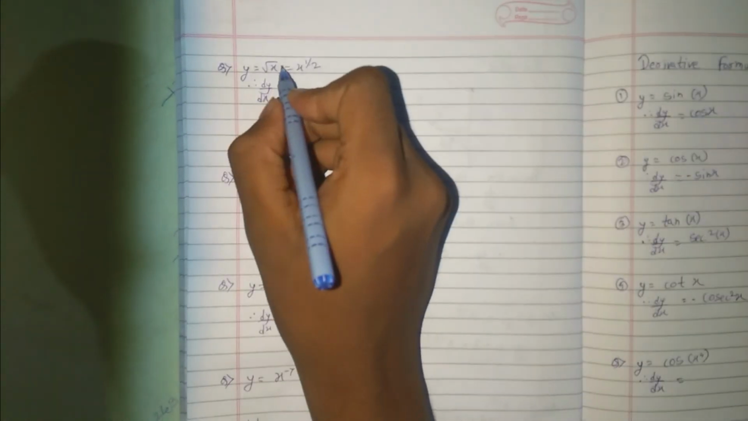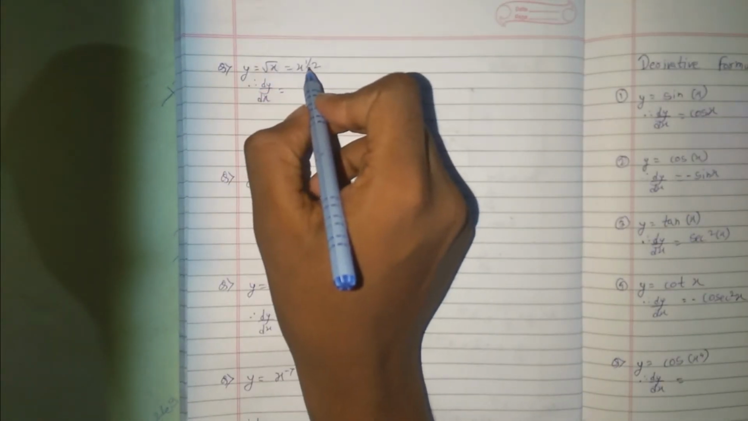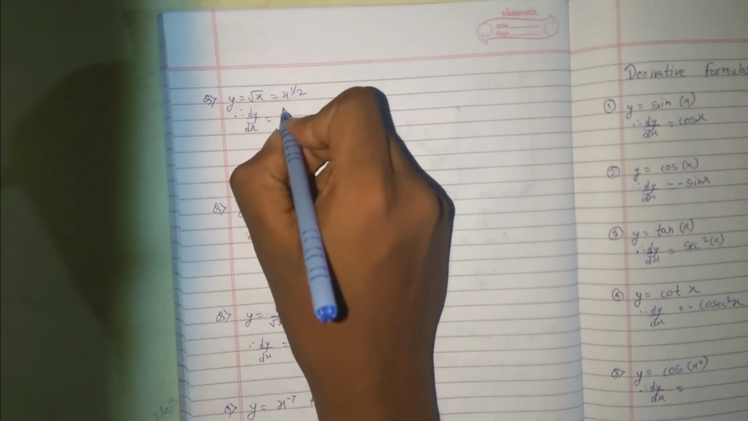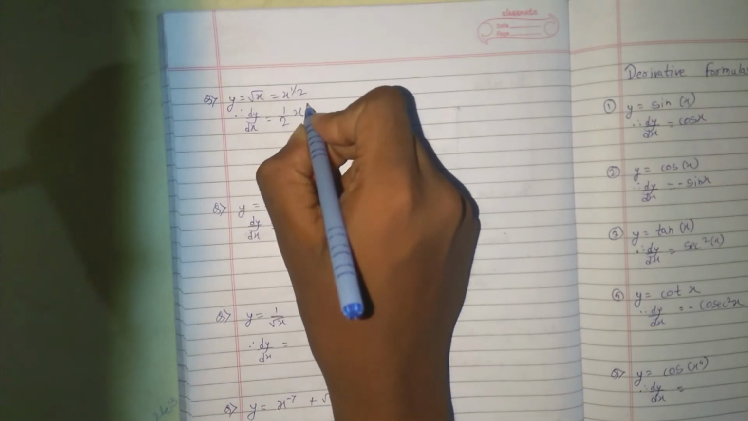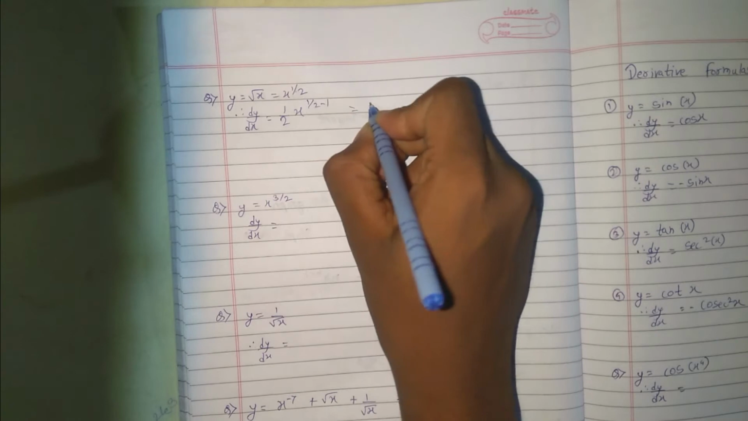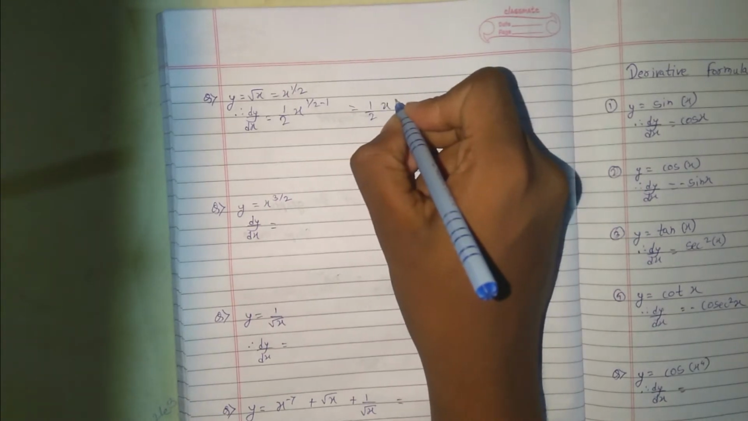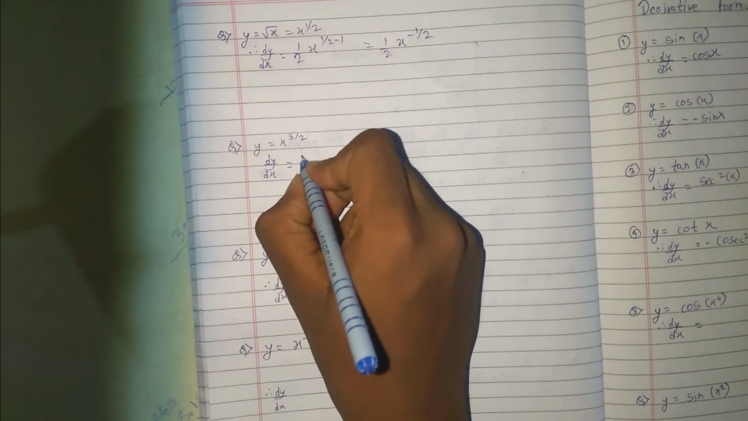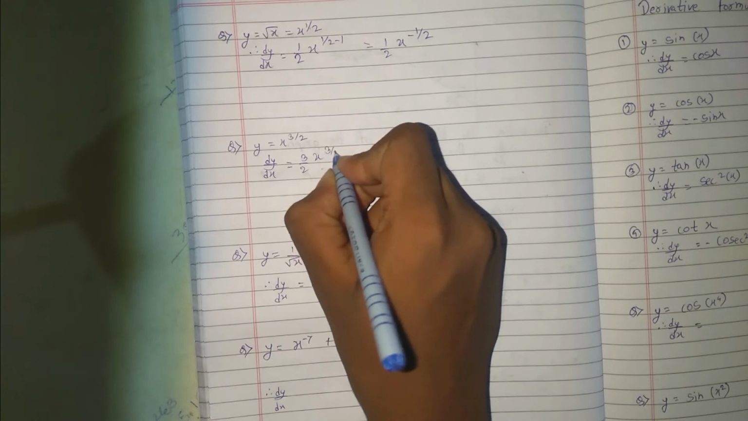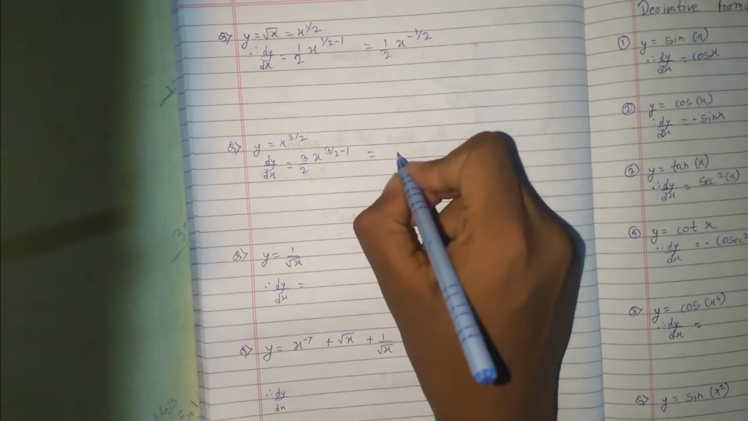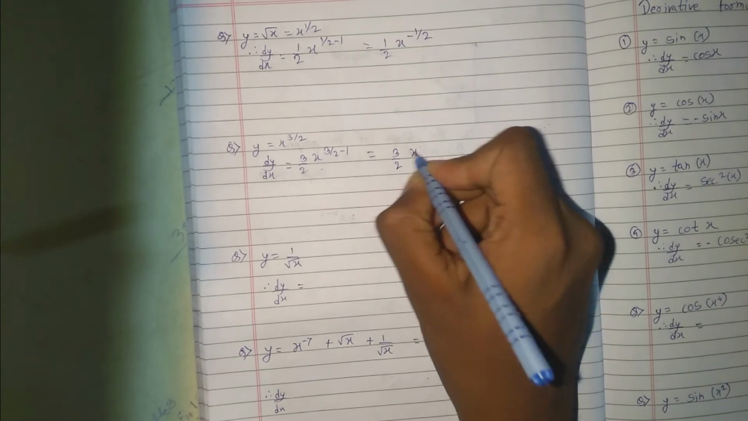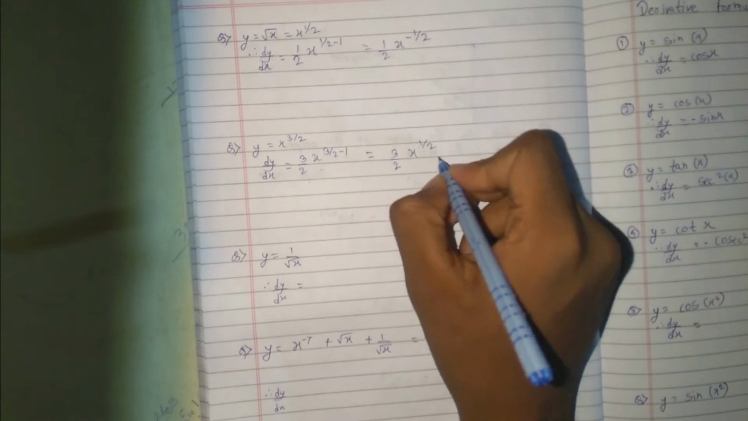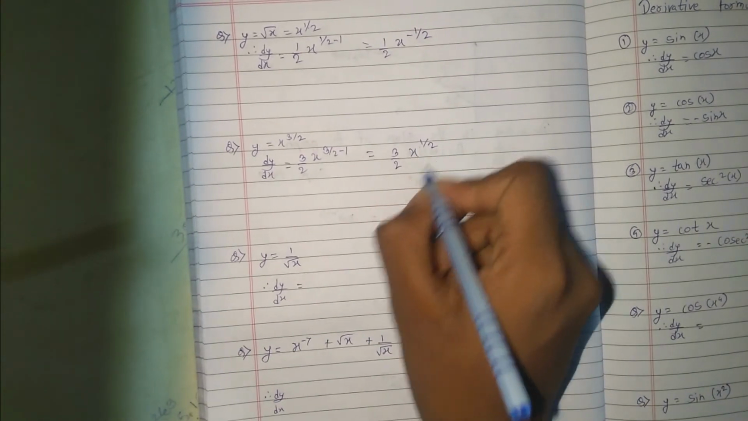Given that y is equal to root x, we know that root x is equal to x raised to half. Here the process will be the same: the power comes outside into x and subtracting 1 from the power gives us half x raised to minus half. Next question, x raised to 3 by 2. 3 by 2 x raised to 3 by 2 minus 1, which gives us 3 by 2 into x raised to 1 by 2.